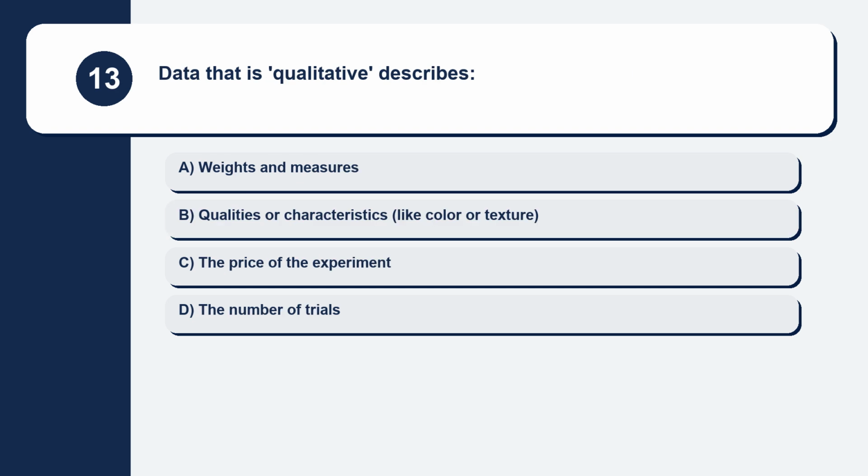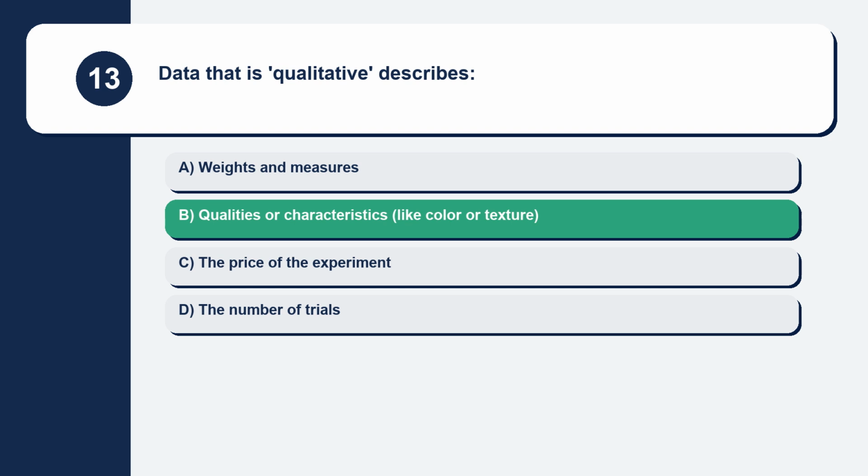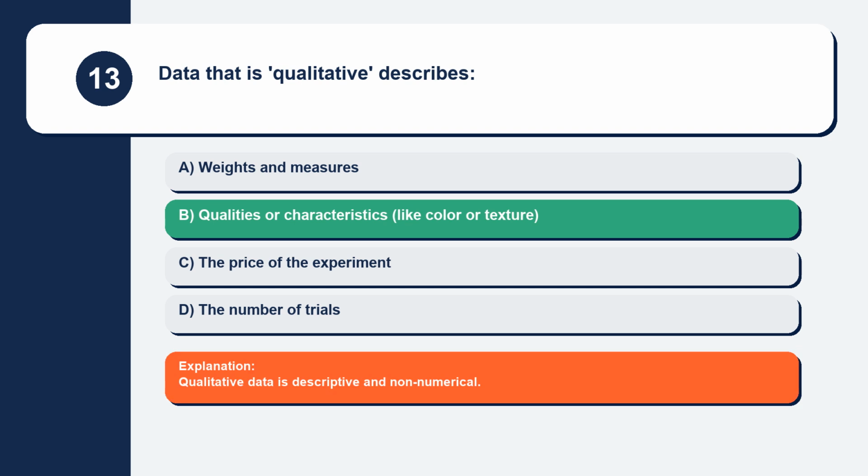Question 13. Data that is qualitative describes weights and measures, qualities or characteristics, like color or texture, the price of the experiment, the number of trials. Qualitative data is descriptive and non-numerical.